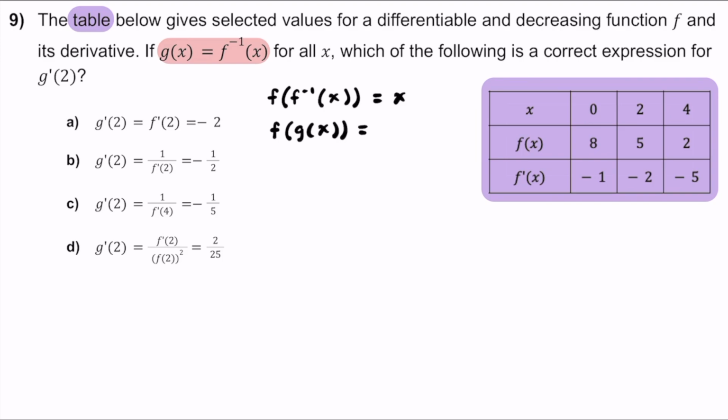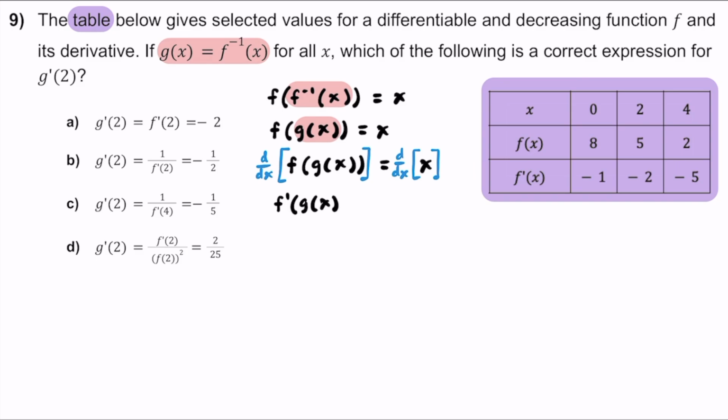Next, if we take the derivative of both sides of our equation, we're going to see that on the left side we have the chain rule because we have a composition of functions. We have our outside function and our inside function. So if we apply the chain rule here, we take the derivative of the outside function, which is f prime of g of x, and then the derivative of the inside function, g of x, which is just going to be g prime of x. Now for the right side of the equation, the derivative of x is just going to be equal to 1.